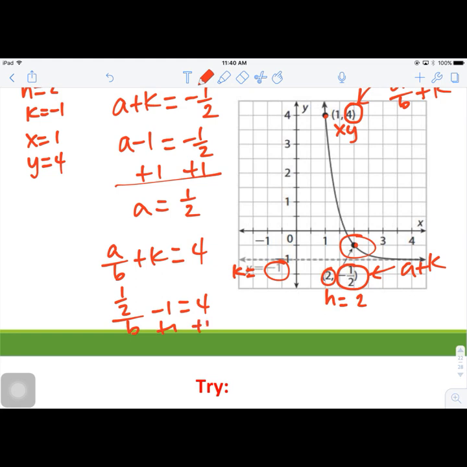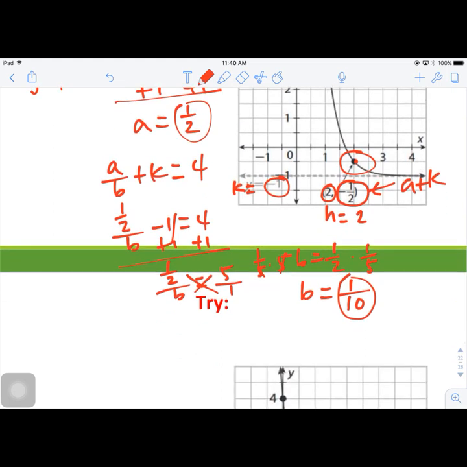So let's add 1 to both sides first, and we have 1/2 over b is equal to 5. We can cross multiply, and we have 5b is equal to 1/2. Dividing by 5 is the same as multiplying by 1/5. So we're going to multiply that and it will cancel out. We have b is exactly 1/10. So we have found that b equals 1/10 and a is equal to 1/2. And we can now proceed with writing the equation.